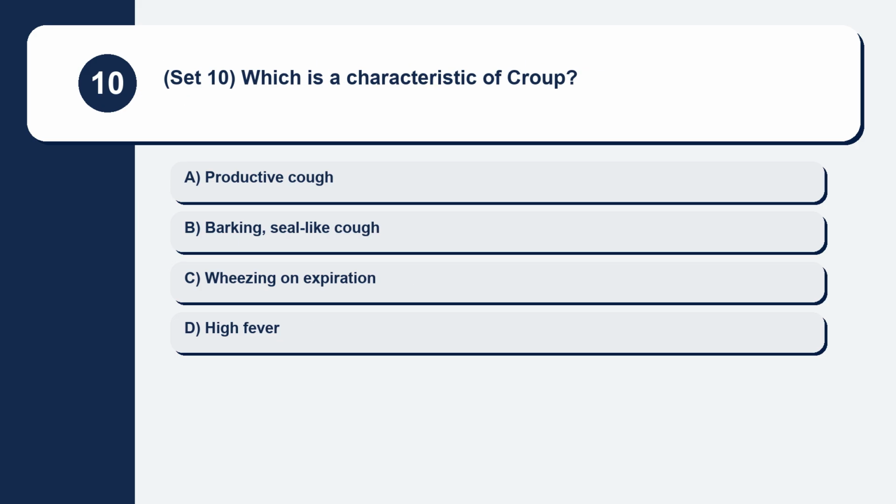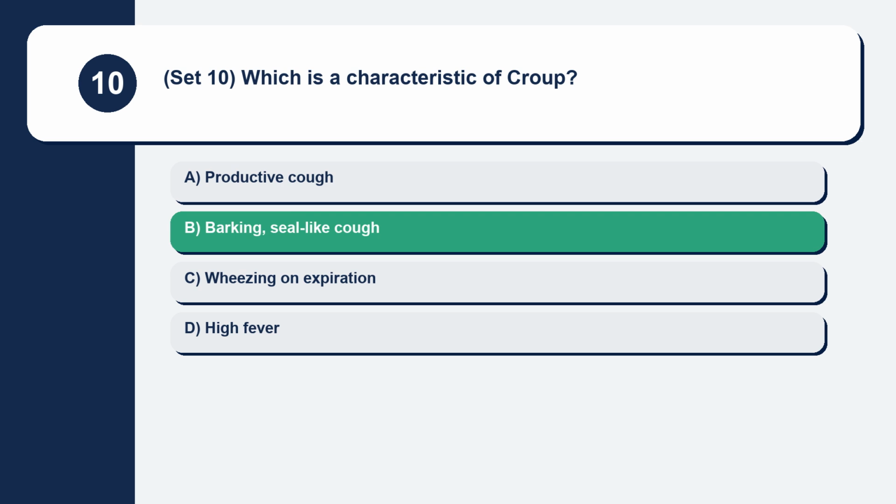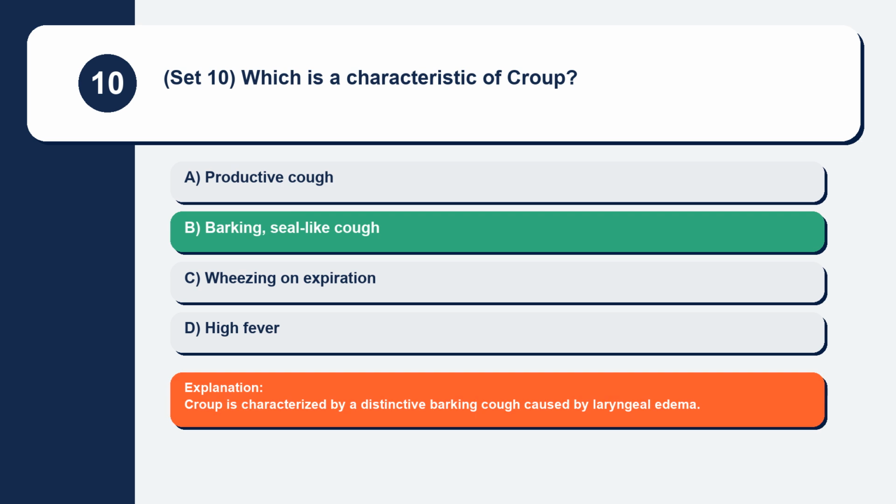Question 10. Set 10. Which is a characteristic of croup? Productive cough, barking seal-like cough, wheezing on expiration, high fever. Croup is characterized by a distinctive barking cough caused by laryngeal edema.